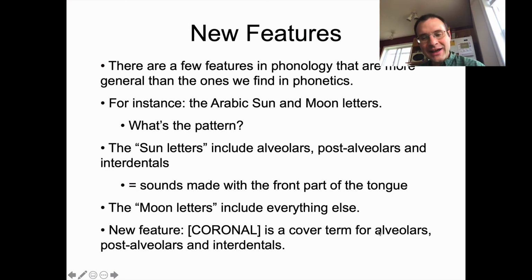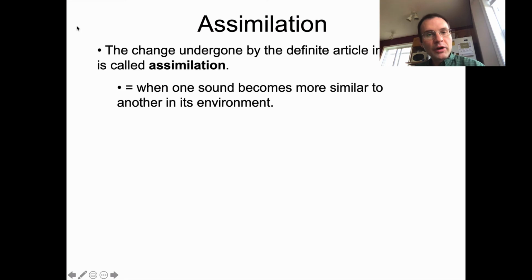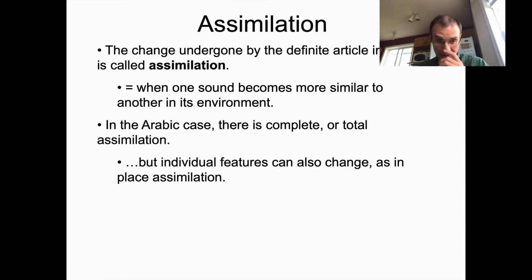All right. So you kind of have to keep this information in mind in the background, because that's how this all works phonetically. But phonologically, we can get patterns of patterns for these different places of articulation, such that coronal sounds can function together like in Arabic. I want to go back to that point I made about assimilation a second ago. So this is what's happening in Arabic. The change is called assimilation. And generally speaking, assimilation is when one sound becomes more similar to another in its environment. In the Arabic case, what we see is what's called total assimilation.